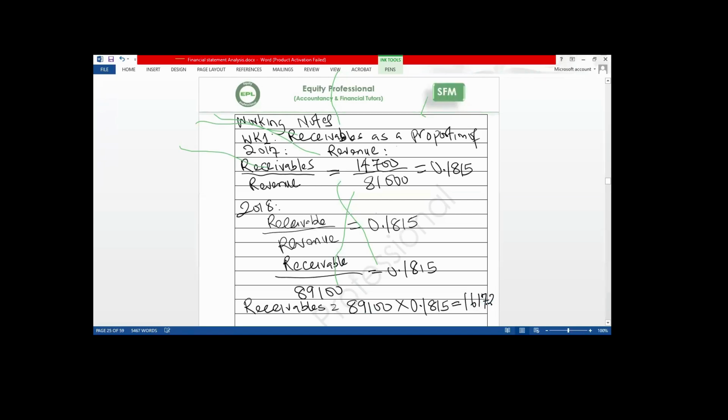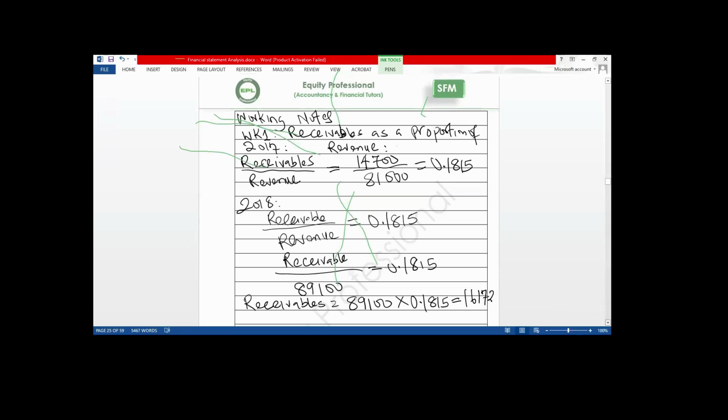16,172. That means you have been able to predict receivable figures for 2018. Next, let us treat payables.